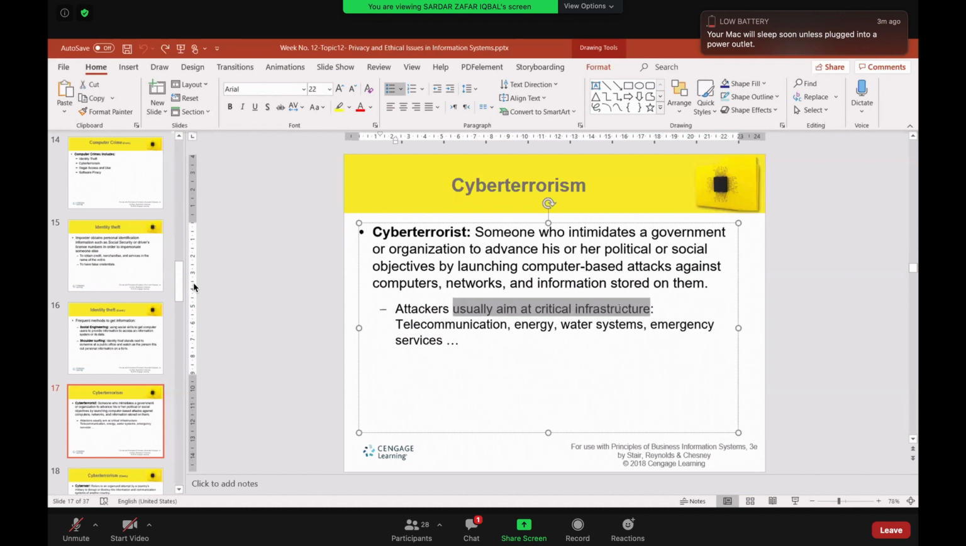Attackers usually aim at critical infrastructure: telecommunication, energy, water systems, emergency services. So nowadays, a terrorist attack can be not only on the people, but also on the systems. Systems are more important nowadays. Just imagine if somebody hacks your satellite system, like China and USA, they have their own satellite systems. If one country hacks the other's systems, what would happen? How much loss can the country get?